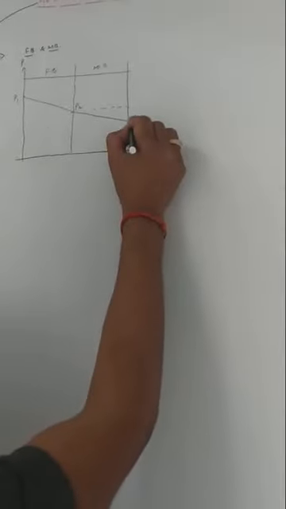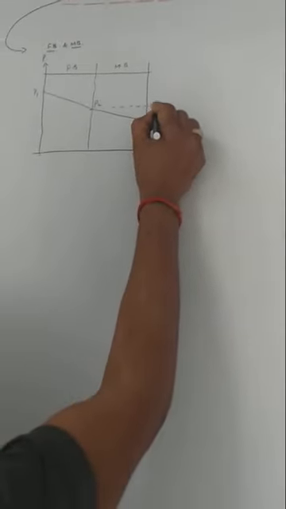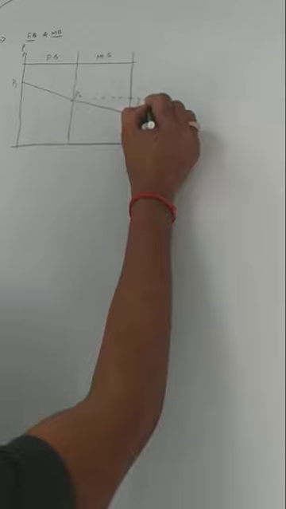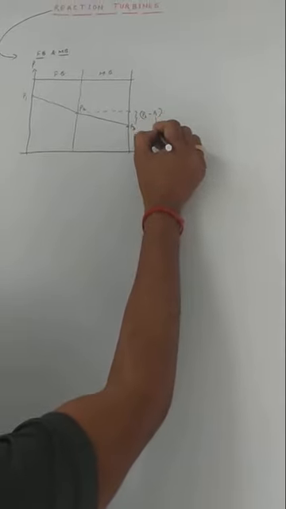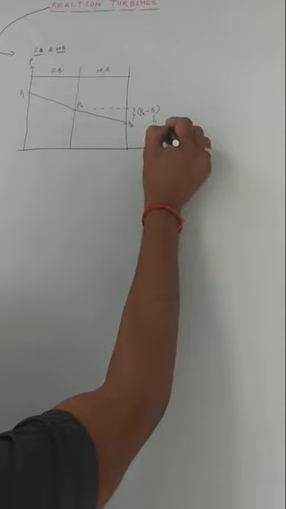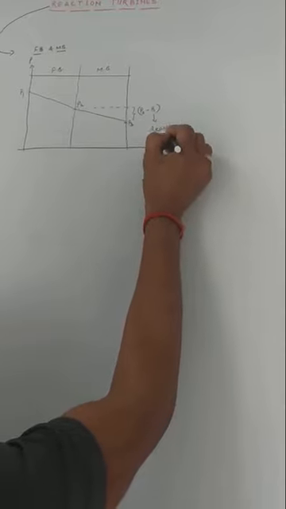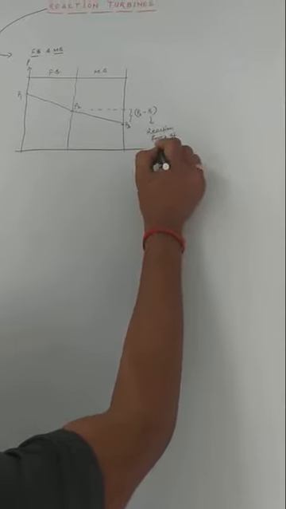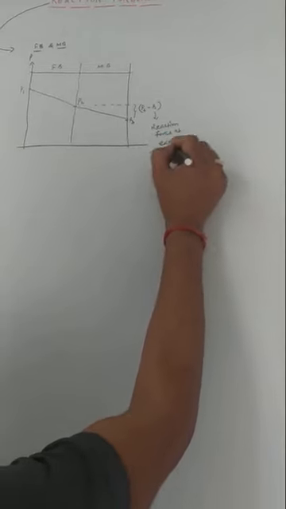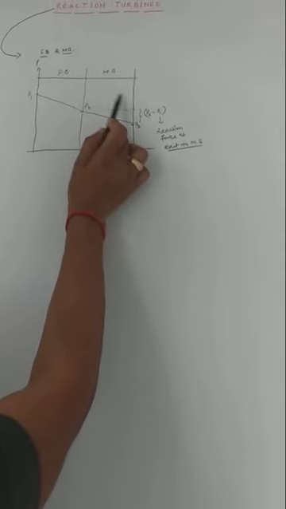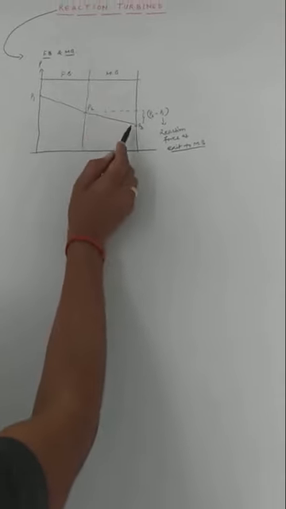This is the P3 pressure. This pressure drop P2 minus P3 will give you the reaction force, the reaction force at exit to the moving blade, because in this region, in the moving blade part, the pressure drop takes place.